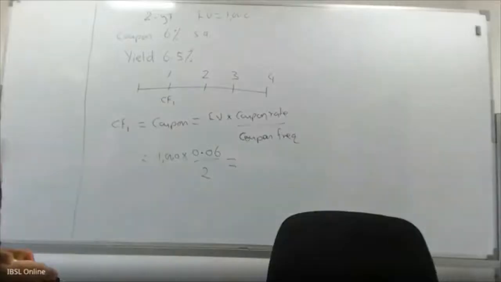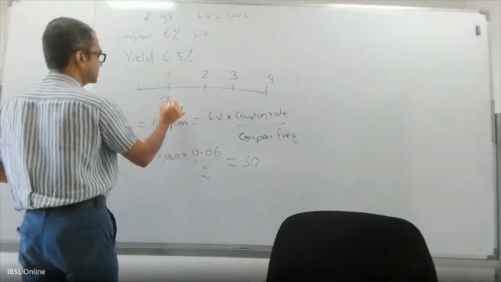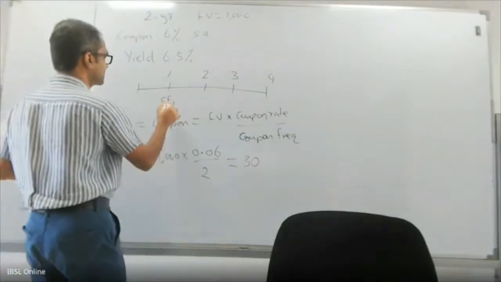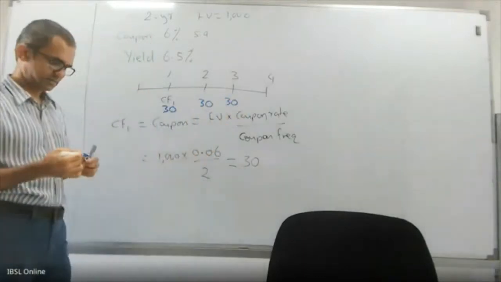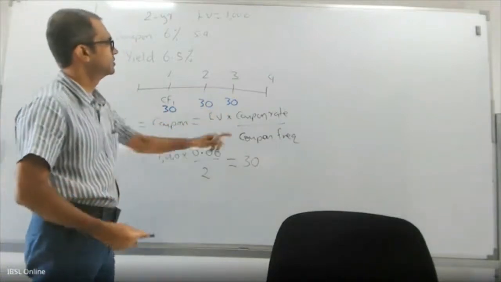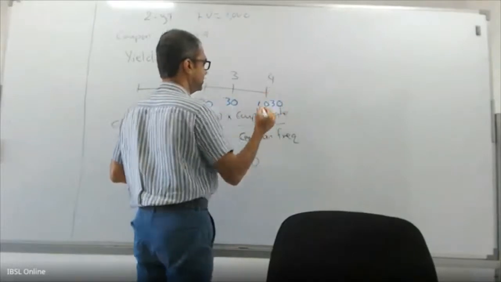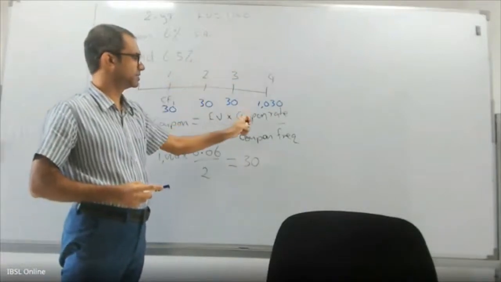$30, sir. Is it correct? Each coupon date you get 30 rupees. On the maturity date, the last one, 1000 plus 30, 1030. Why? You get the face value, the maturity proceeds, plus the coupon.